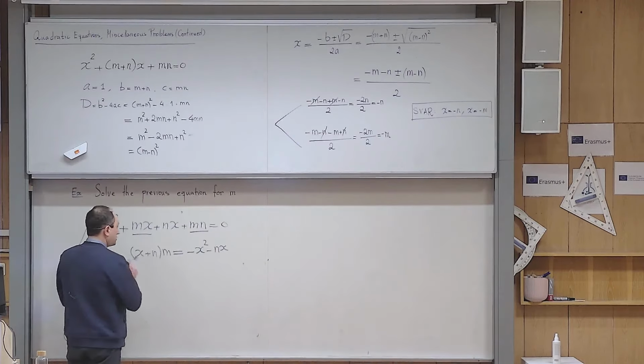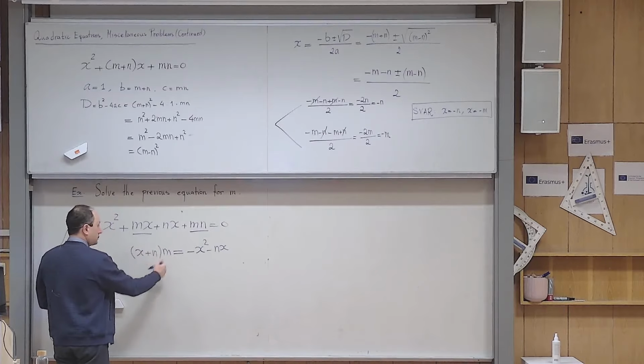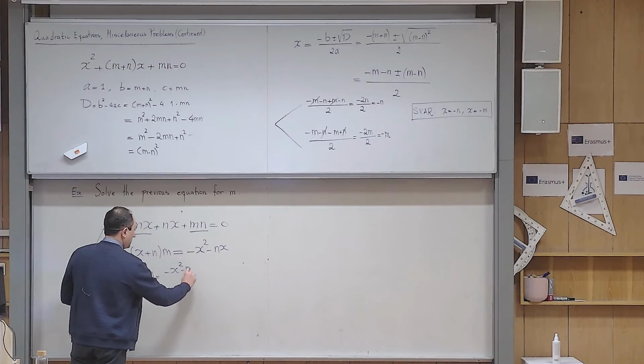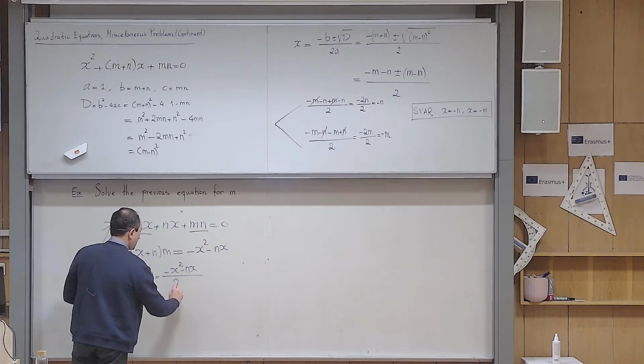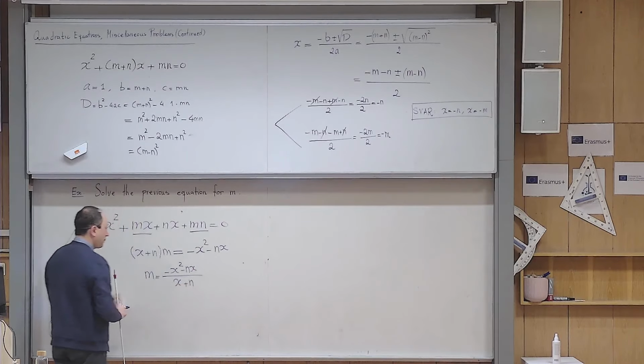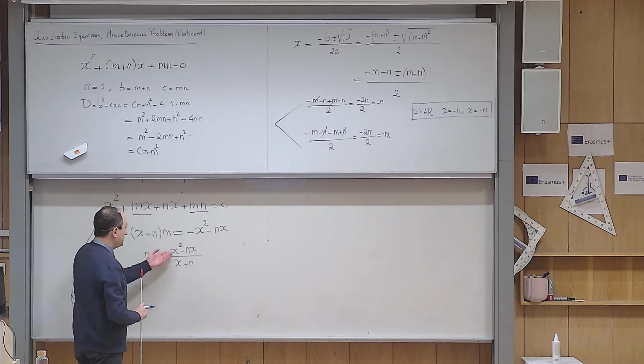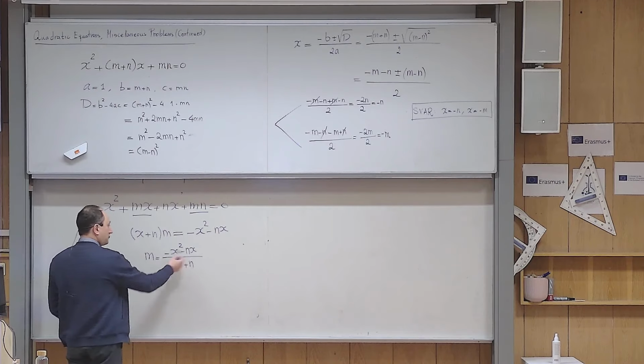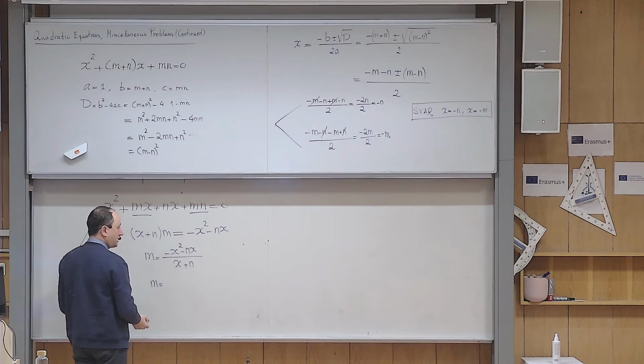And to isolate m, I divide everything by this coefficient. So m is minus x squared minus nx divided by x plus n. Okay? And then you see that the people who realize that this can be simplified more, this part is also Mat 1c, because in Mat 1c we could factor things out like that.